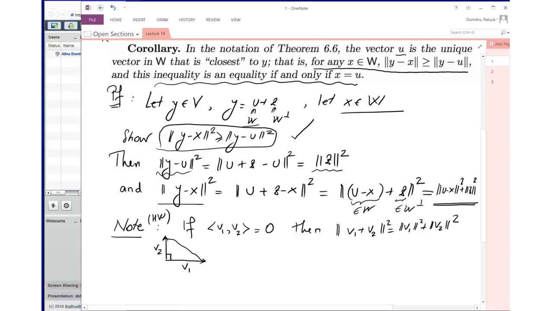And furthermore, when can we get equality? Well, to have those two things equal to each other in the end, that would mean that this additional term, the norm of u minus x squared, would have to be 0. But the norm of a vector is 0 only when that's the 0 vector. So when x equals the orthogonal projection. So it is the only one that is closest to the original vector y.